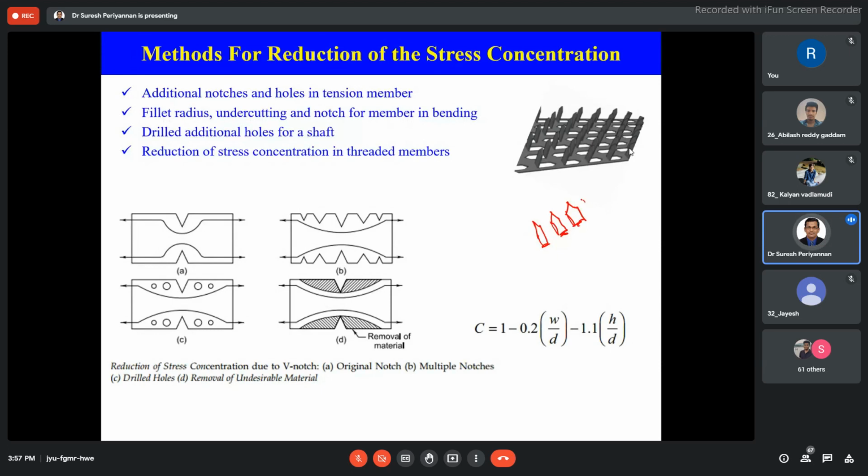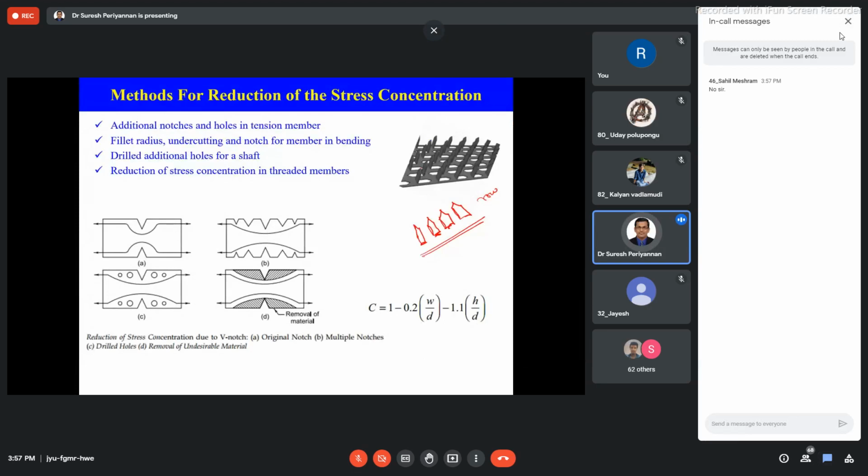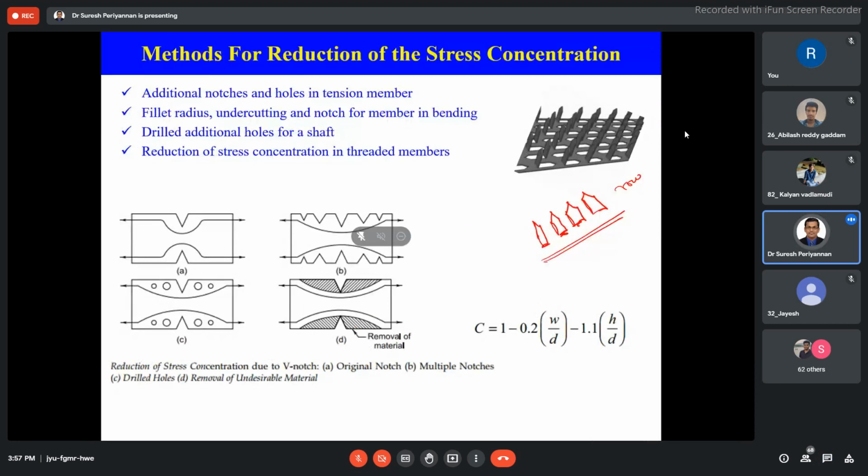Right? Are you able to walk on the nails now? Is it possible? In a single line, in a row, there is more stress concentration. But now, if you make multiple nails in column and row manner, very close to each other, you can easily, freely walk on the nails.